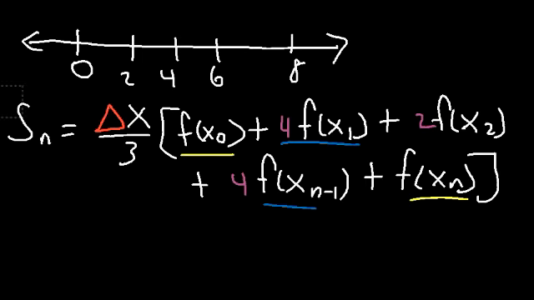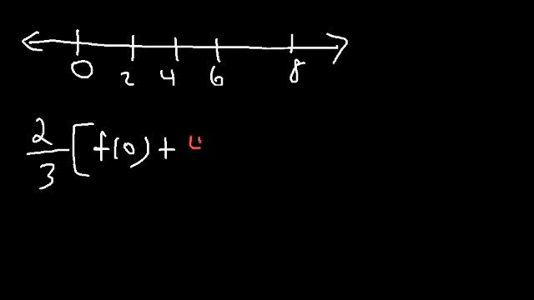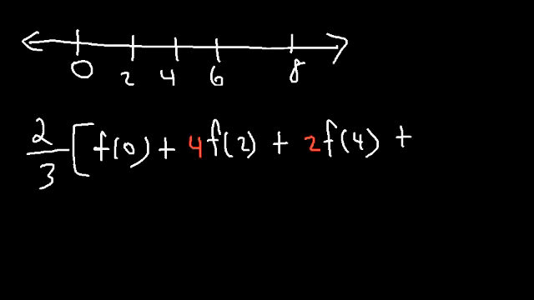So let's use the Simpson's rule in this example. Delta x is still 2. So it's going to be delta x divided by 3 instead of divided by 2. And then it's going to be f of 0 plus 4 times the value of f of 2 plus 2 times the value of f of 4 plus 4 times the value of f of 6. So you have to alternate between 4 and 2. And the last one is just f of 8.